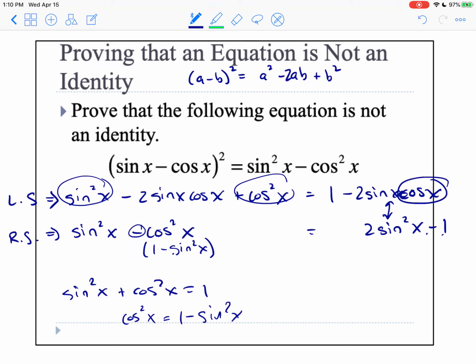So I will see you in the next video, and we'll talk about how to verify identities. This is the only example that we'll ever have that is not actually going to work. I just wanted to show you what it looks like if it doesn't work. We get to the end, and we don't have matching expressions. And there's no way to get this cosine to turn into a sine. There's no identity for that. And so we're stuck.